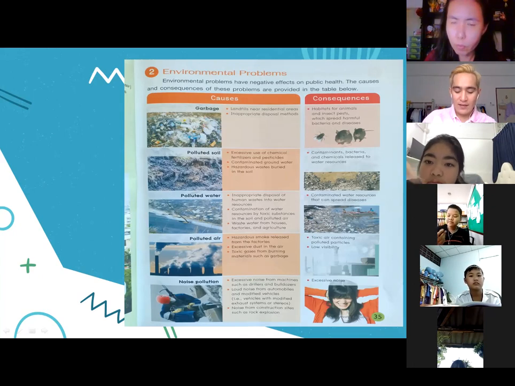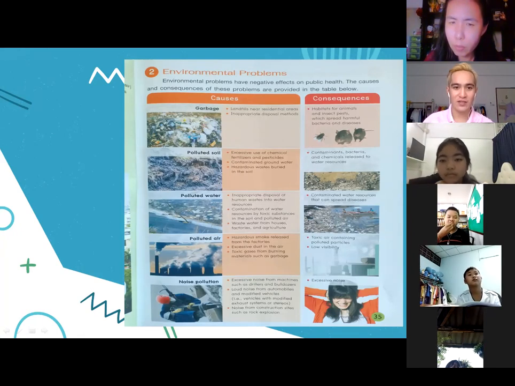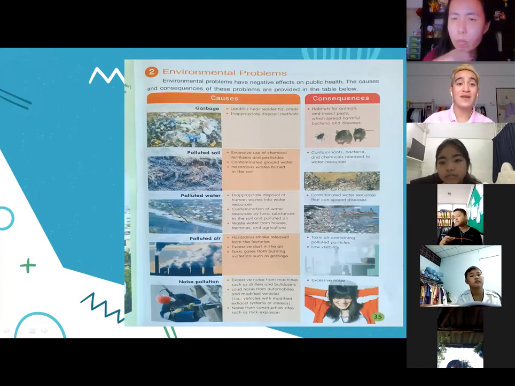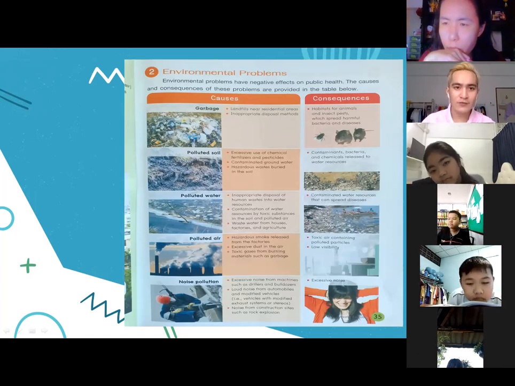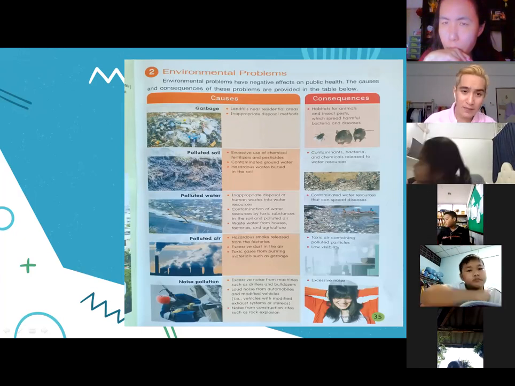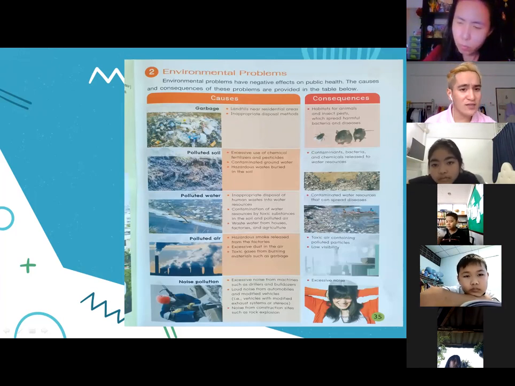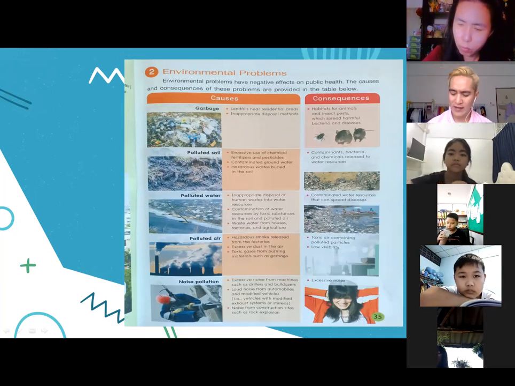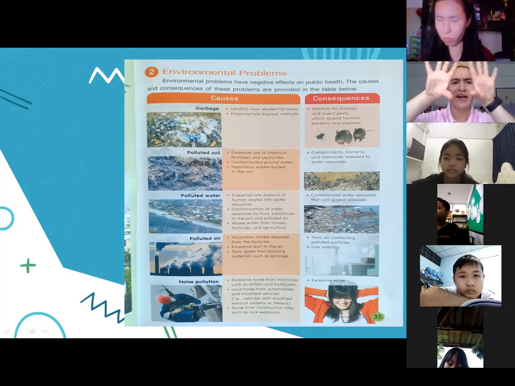Okay, next we have polluted air. These are the causes: hazardous smoke released from the factories, excessive dust in the air, toxic gases from burning materials such as garbage. This is very alarming, and a lot of factories have been doing this. They've been releasing smoke in the air. That's why we have polluted air. The consequences of this are toxic air condition, polluted particles, low visibility. Whenever you wake up in the morning, it's blurry, right?